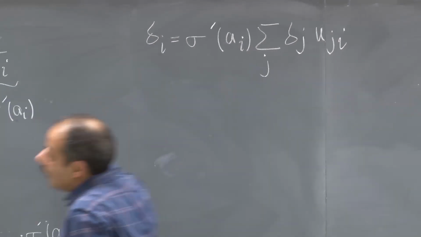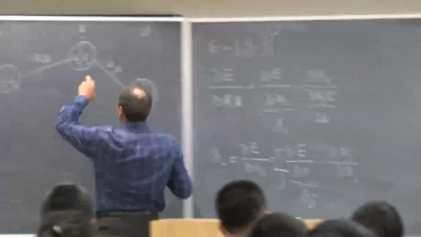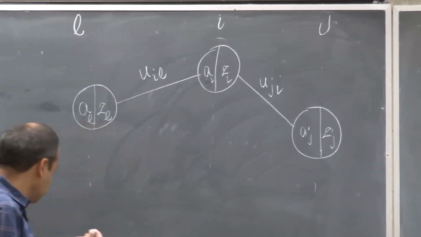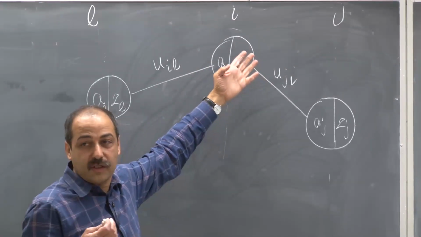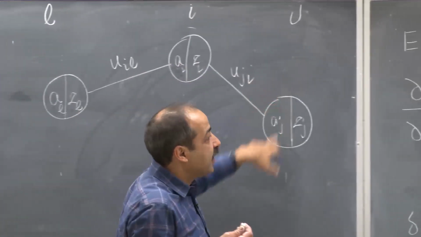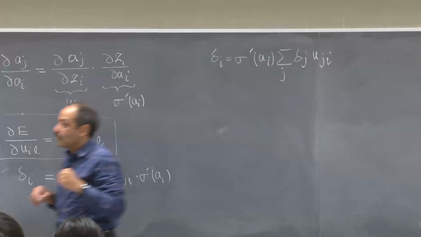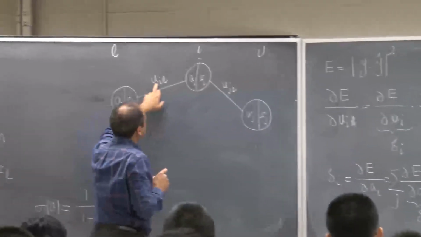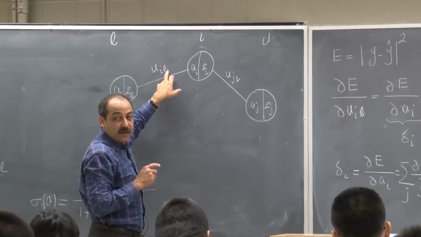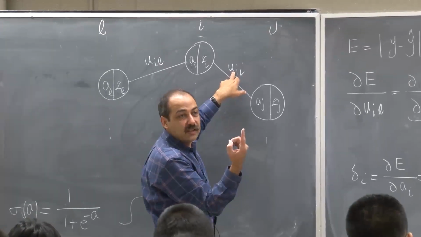is sigma prime of AI. This is a known value, right? Sigma is a known function. I know the value of A, so I can compute the derivative of sigma at point AI times summation over J of this unknown quantity again. So if I want to take derivative of output with respect to this weight, it depends on a quantity which I call delta I.